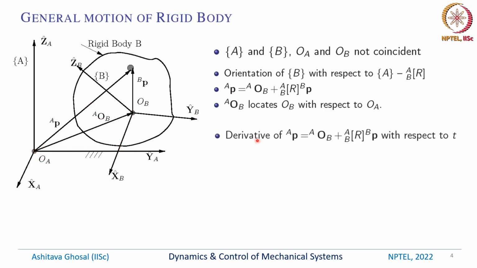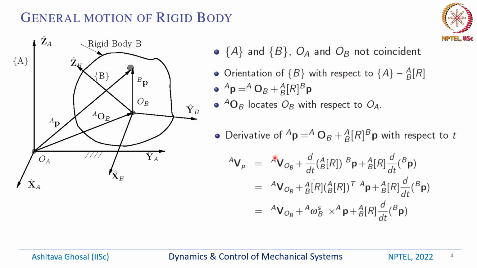We now look at the derivative of this vector AP. So we can take this expression AP is equal to AOB plus ABR BP, and we take the derivative of both sides with respect to time. So let's go over slowly. The derivative of AP will be denoted by AVP. V means the velocity, P means this point P. So the first term is the derivative of this AOB. This is given by the velocity of the origin of the B coordinate system with respect to the A. So this is this vector.